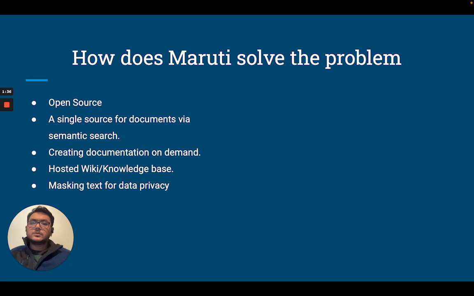And how does Maruti solve the problem exactly? It'll serve as a single source for your documentation and it'll go wherever you are. So it'll integrate really well into the user workflow and create documentation for them as they need it, host it as a wiki and knowledge base for accessibility. And if you're really worried about your private data, you can mask that data using Maruti.io.